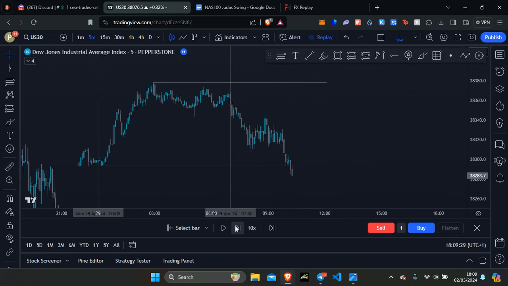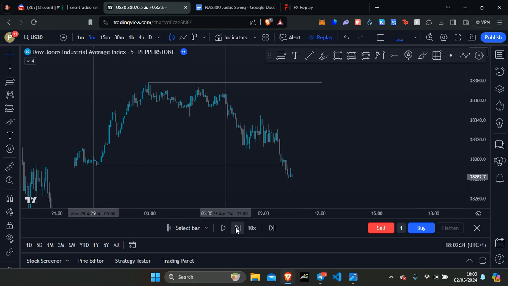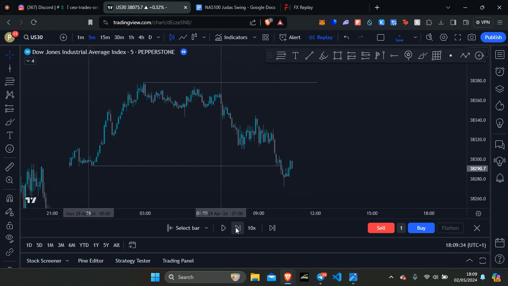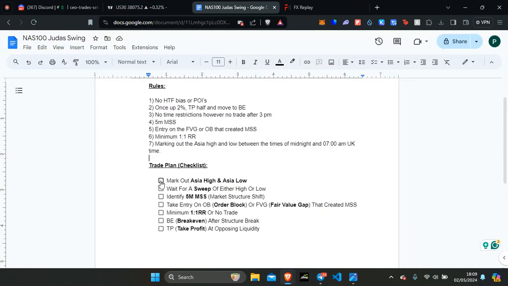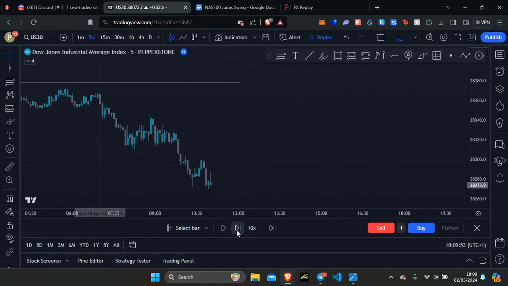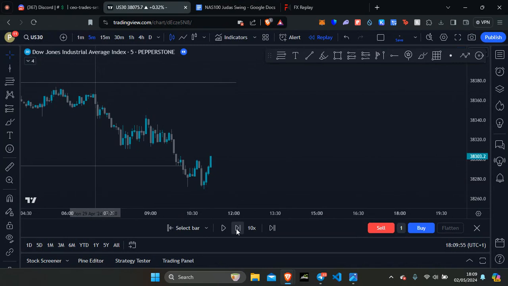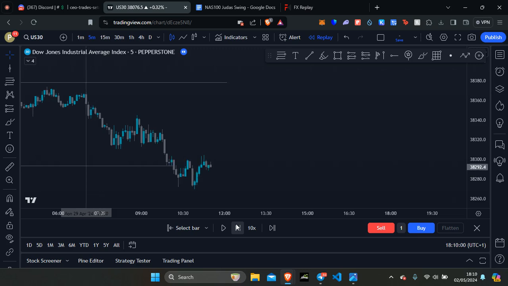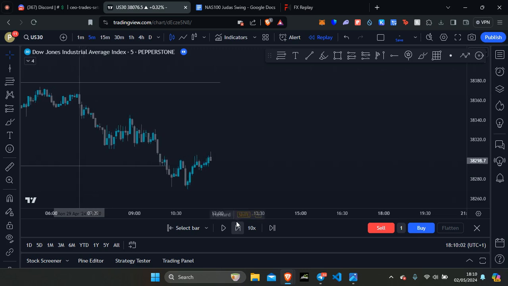Now, once we understand this information and we see that price has swept the lows, we now come and actively start watching our charts. Now, what is it that we're watching for? Well, if we go back to our trading plan, we've marked out the Asia highs and lows, and we waited for a sweep of either the high or the low. And in this case, the low has been swept. After this, we wait for a 5-minute market structure shift. Now, this is key. We're not going to execute any trades until we have been given a 5-minute market structure shift. Okay, so we're going to wait and we're not going to do anything until price gives us a market structure shift.